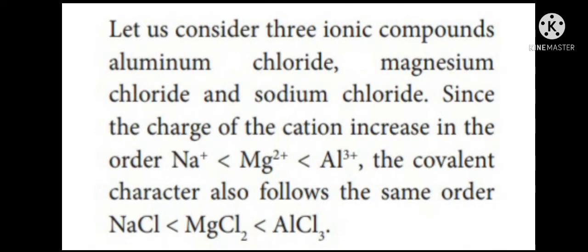Consider three ionic compounds, namely aluminum chloride, magnesium chloride, and sodium chloride. Here, aluminum has 3+ charge, magnesium has 2+ charge, and sodium has 1+ charge. Since the charge of the cation increases in the order Na+ less than Mg2+ less than Al3+, the covalent character also follows the same order: sodium chloride less than magnesium chloride less than aluminum chloride.